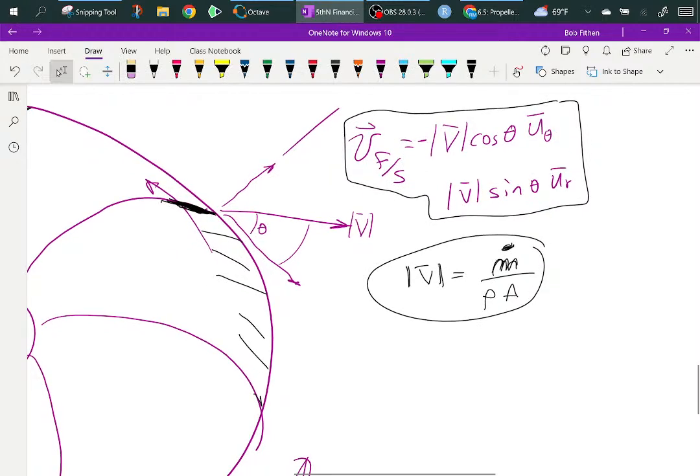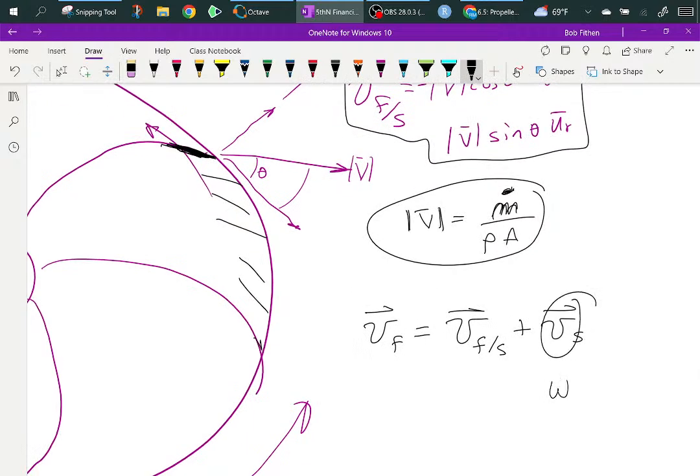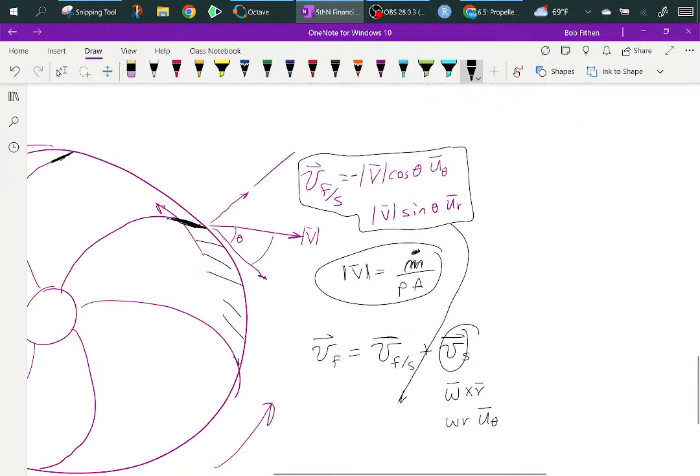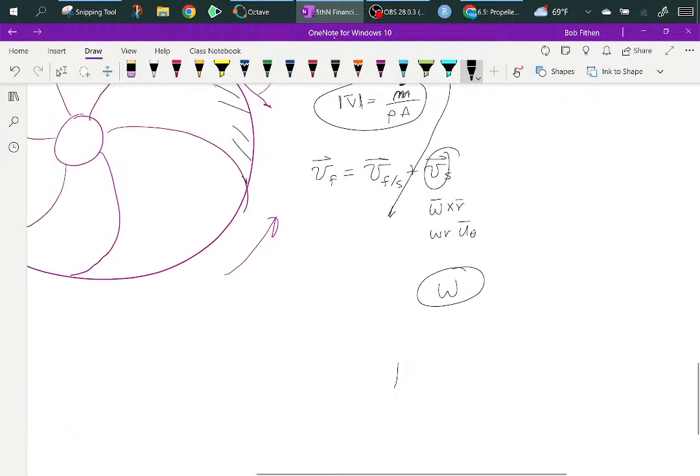Then the fluid coming off is going to be the velocity of the fluid relative to the steel plus the velocity of the steel. That is always going to be omega cross r, or omega r times u_theta. And then you just add this equation to it. Believe it or not, you can work your way through this to find the optimal spin rate, omega, to get the most power out of a turbine. Because once you're through this, you're going to get the torque.